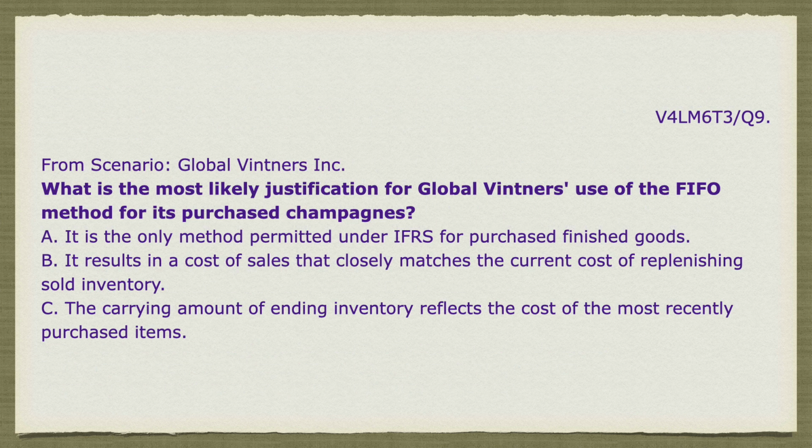From Scenario, Global Vintners Incorporated. What is the most likely justification for Global Vintners' use of the FIFO method for its purchased champagnes? A. It is the only method permitted under IFRS for purchased finished goods. B. It results in a cost of sales that closely matches the current cost of replenishing sold inventory. C. The carrying amount of ending inventory reflects the cost of the most recently purchased items.